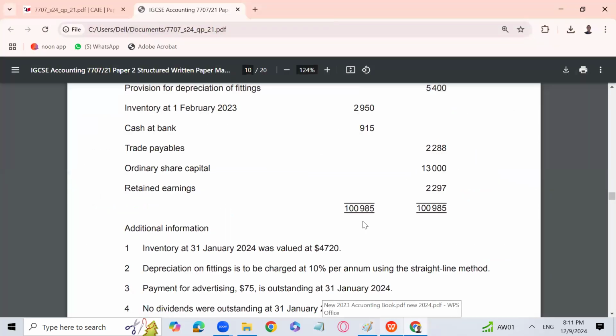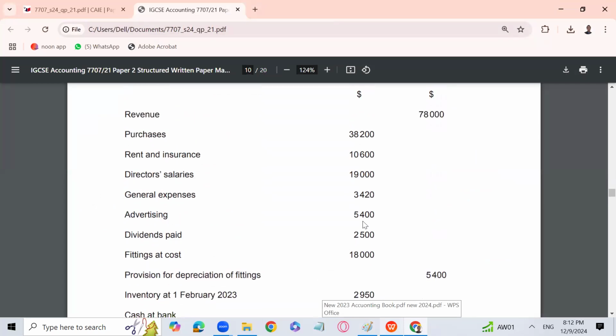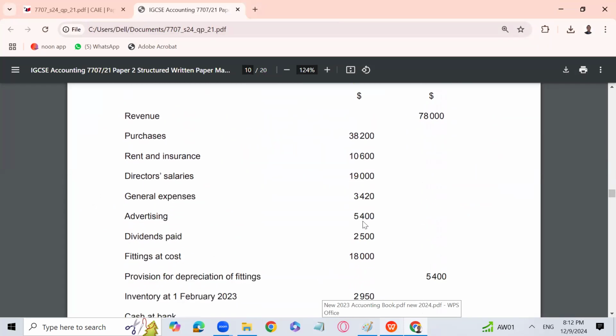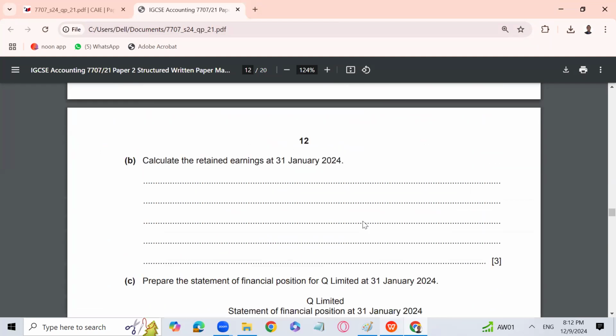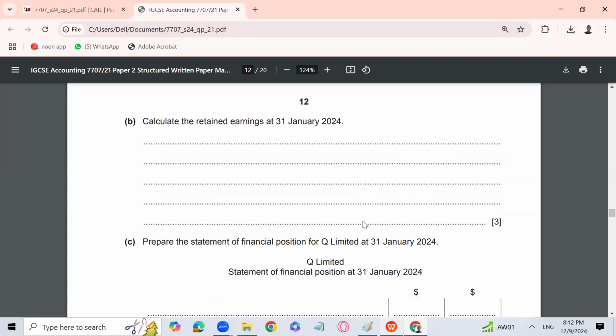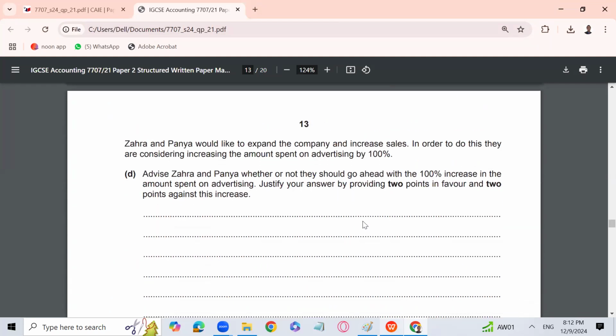So let's see. This question has come in May, June 24. You have to prepare the income statement, carrying 6 marks. Calculate the retained earnings at 31st January, we have done, 3 marks also, and statement of financial position, 6 marks. We are done with that.